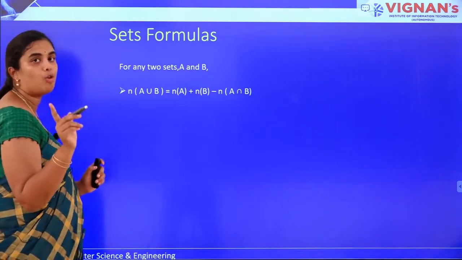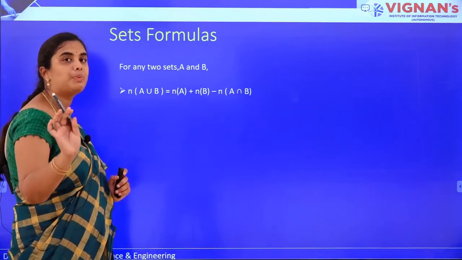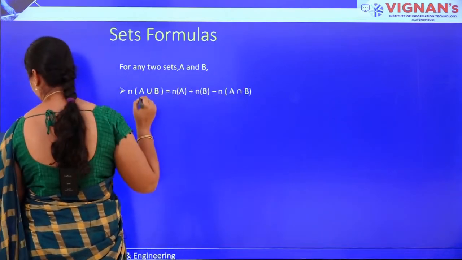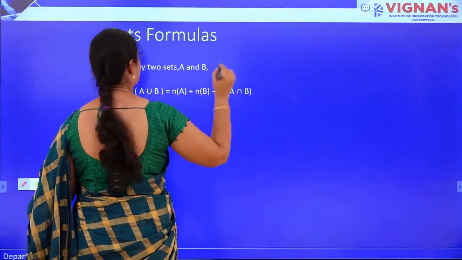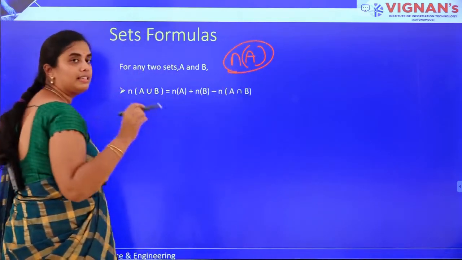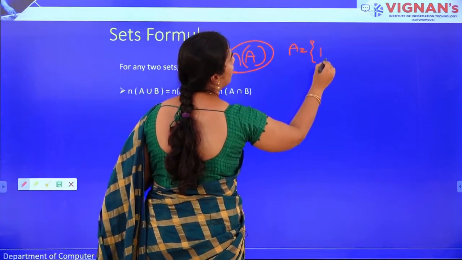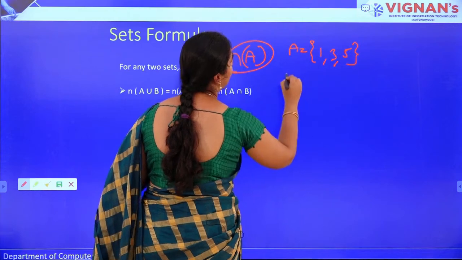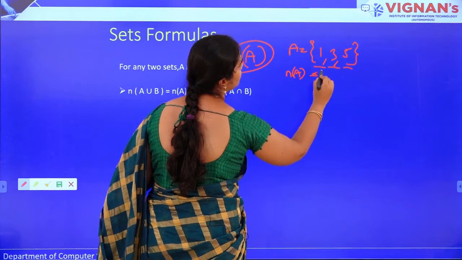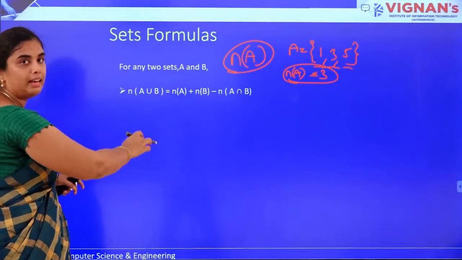As I have already said, cardinality is nothing but the number of elements present in that particular set, and it is denoted by n of A. This entire operation means the number of elements that are present in A. Like, if A contains 1, 3, 5 and you are asked to find the cardinality, then the number of elements present is 3. Just remember this, because the entire formulas will depend on this property.